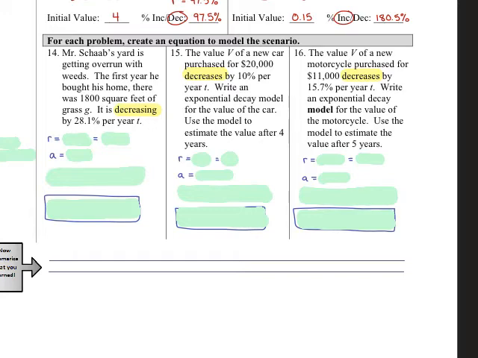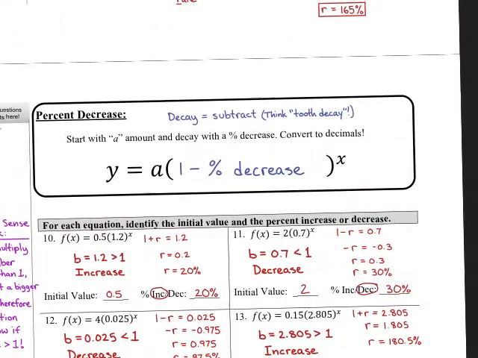It is decreasing by 28.1% per year t. So t is our independent variable. G of t in function notation would be our dependent variable. That would be our y variable, so to speak. All right, so let's take a look. Did they give us a percentage? They sure did. It is decreasing, so we do have to remember that, but the R value is 28.1, which in decimal form would be 0.281. So that's one piece that we need. And if we look at the formula one more time, this is really what we're dealing with here: y equals a times (1 minus r) to the x.